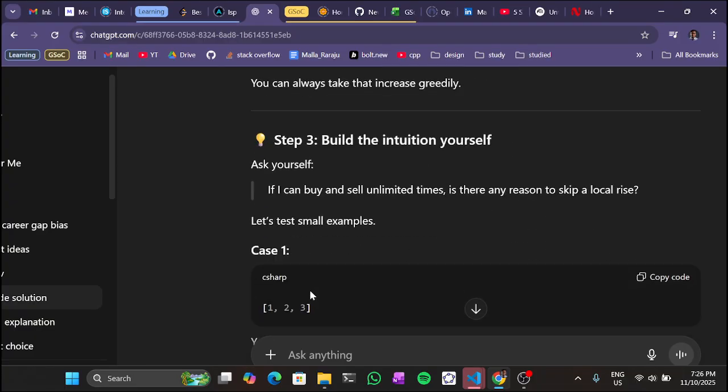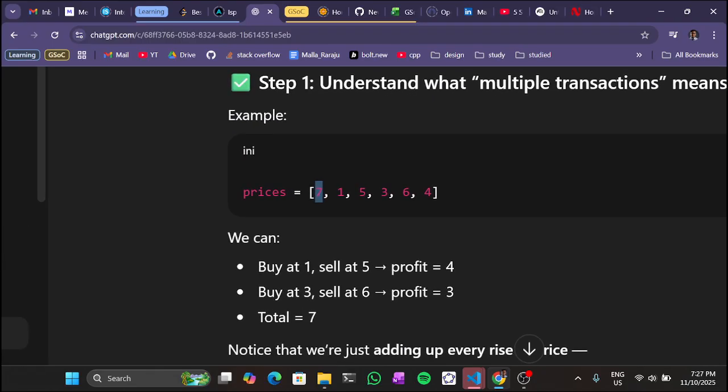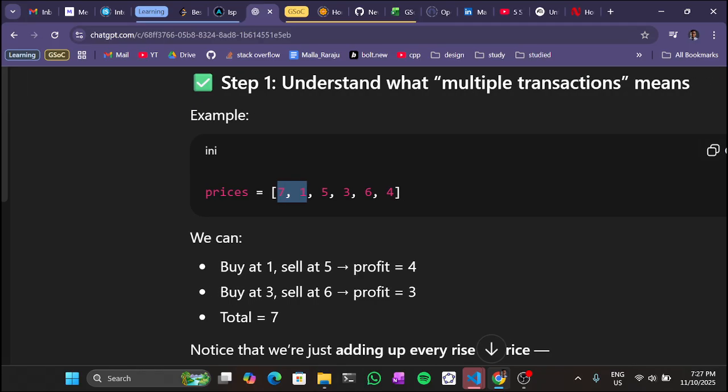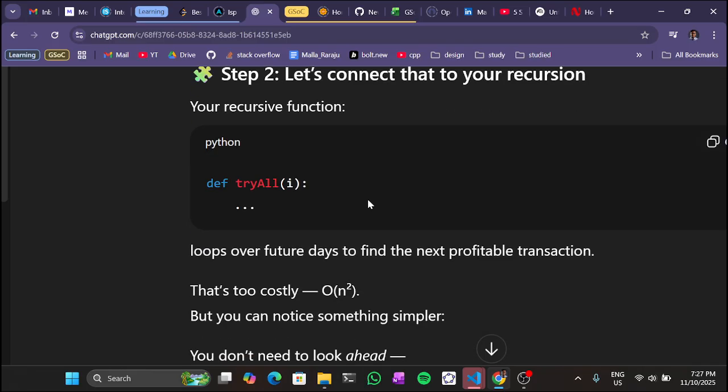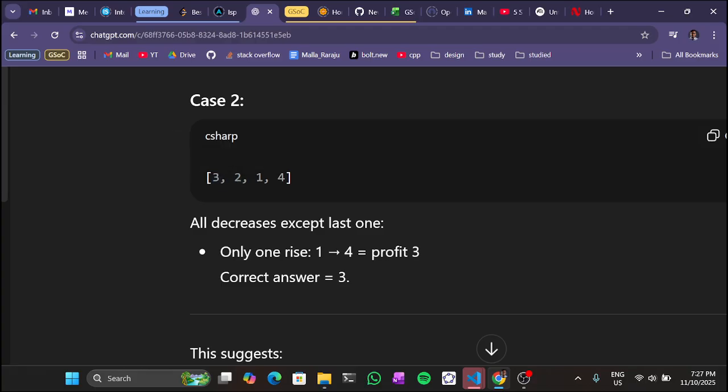Okay, so for example, if you take 7 and 1, 7 minus 1 is negative, so you cannot select 7. You select 1, 5 minus 1, 4, you can select 4. 5 minus 3, you cannot. 3 to 6, you can. 6 minus 4, you cannot. And here, minus 1, minus 1, plus 3.